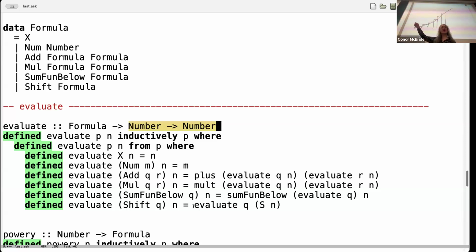So you look at this data declaration of formula, and it just says there's a thing called sum fun below, and there's a thing called shift. You don't know, just from seeing that they exist, what they mean. But when you look at how evaluate works, that is telling you what they mean.